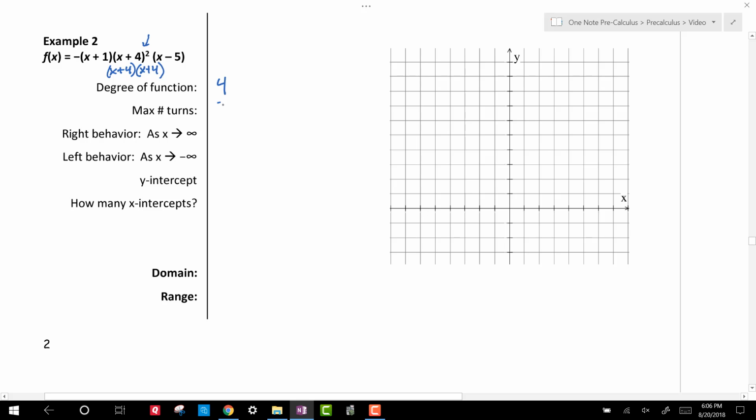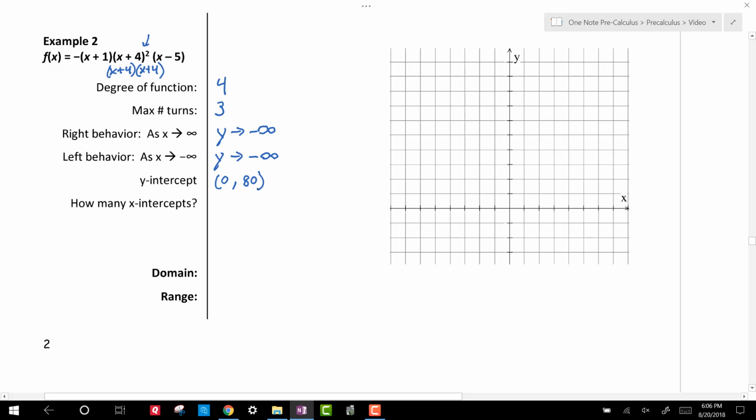Well, we know that this could turn up to 3 times. We see the negative out in front of that first factor there, so as x goes to infinity, we would say that y goes to -infinity. So we're going to be going down on the right. Because it's degree 4, the left side's going to go the same direction, -infinity. The y-intercept, again, if we plug in 0 and you do the math on this guy, you're going to end up with a y-intercept of 80.